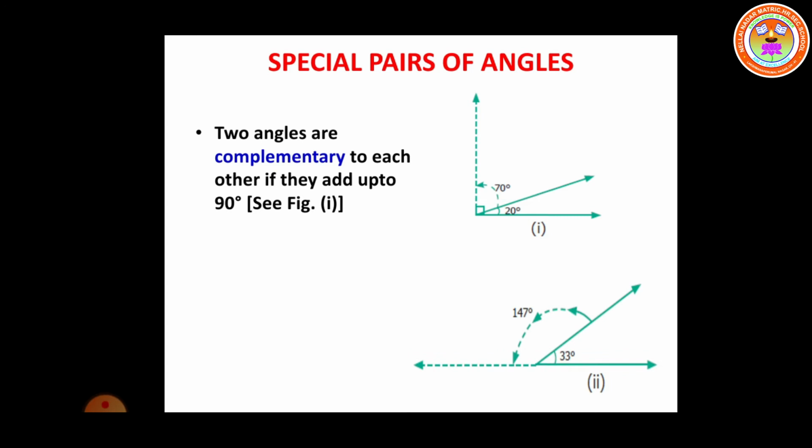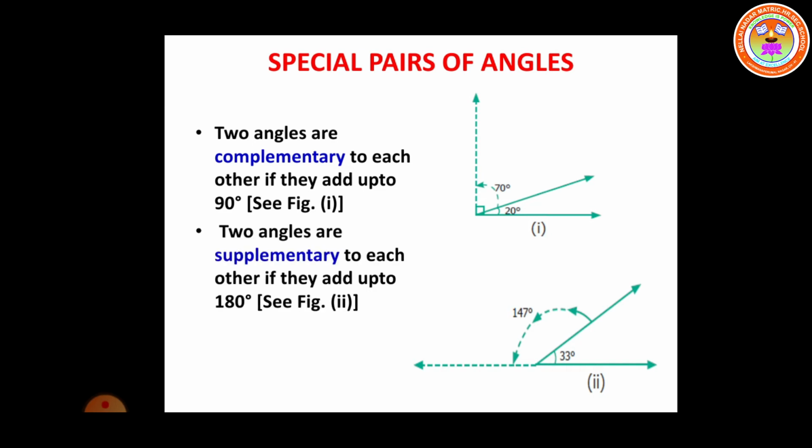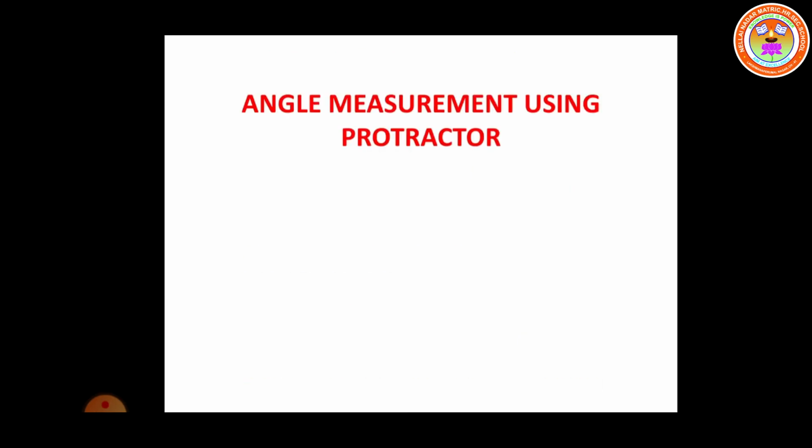Next one, see the given diagram. We have two angles, 147 degree and 33 degree. When we added these two angles, what answer we will get? 180 degree. Two angles are supplementary to each other if they add up to 180 degree. Sum of two angles is 180 degree, means those angles are said to be supplementary angles. Let us move to the next one.